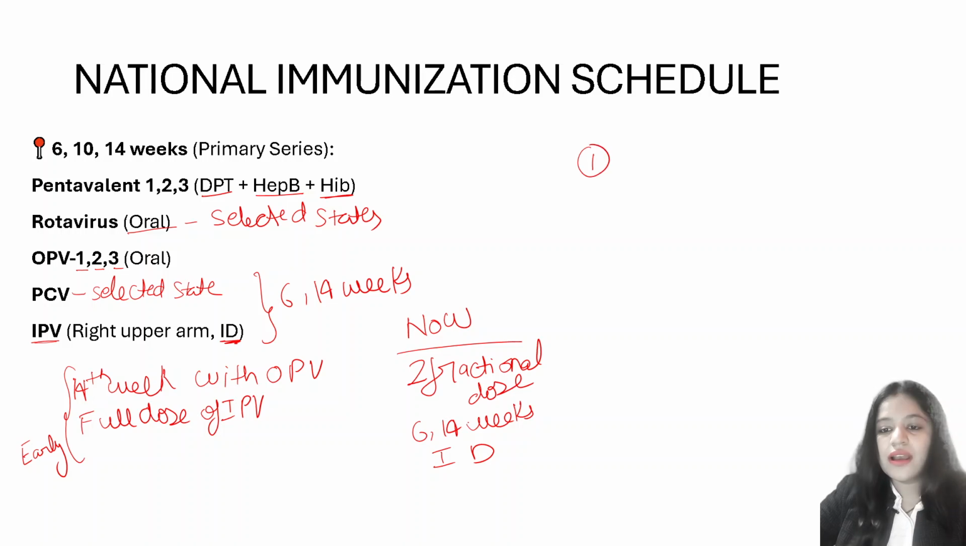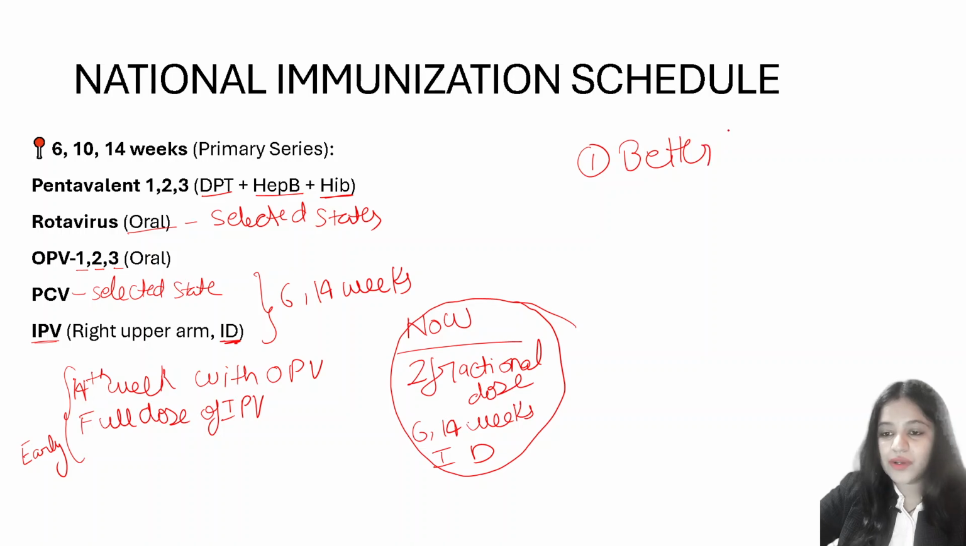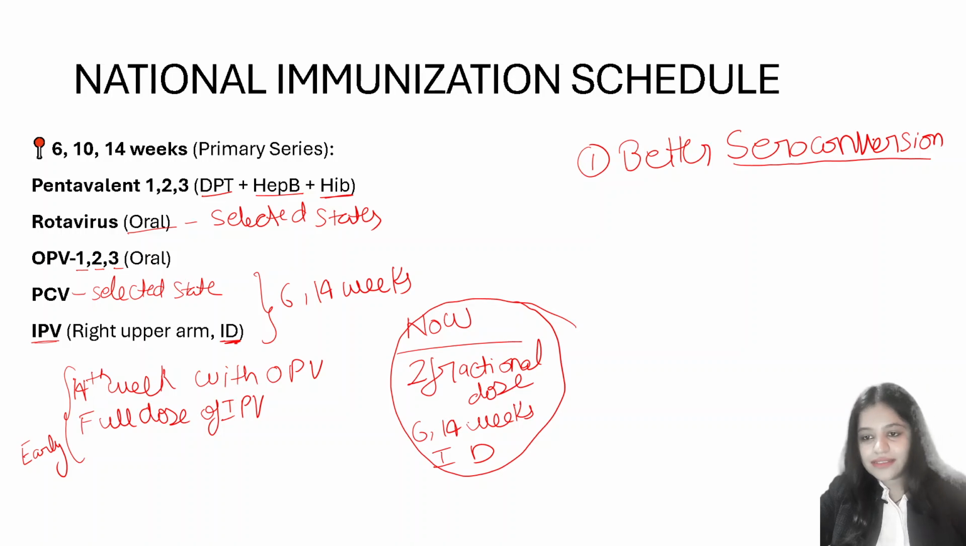First reason, it was seen that this latest schedule provided better immunity, or we can call it better seroconversion. Seroconversion means that after vaccination, there is a good amount of detectable antibody present in a patient's blood. That is known as seroconversion. That means better immunity has been developed after this vaccination. Two fractional doses, at 6 and 14 weeks, given intradermally.